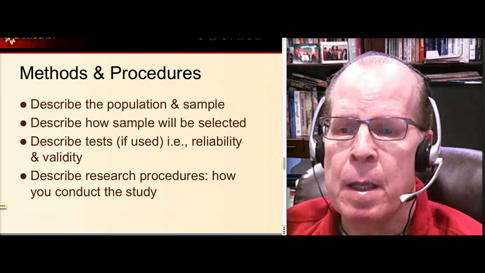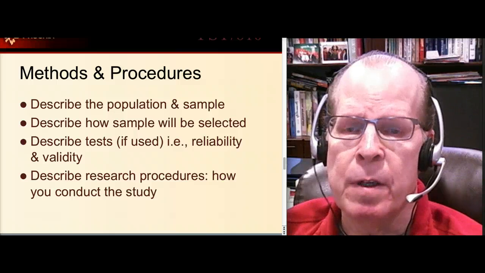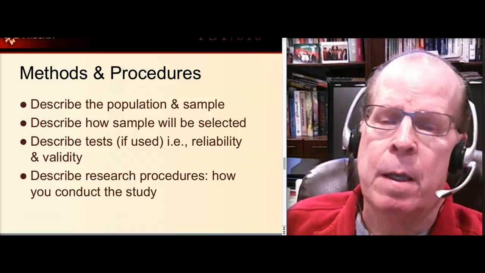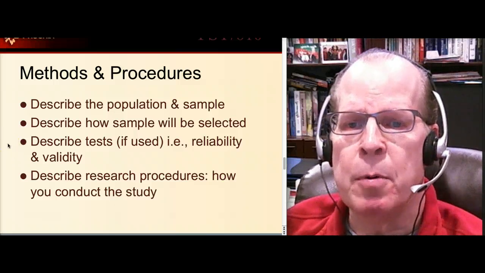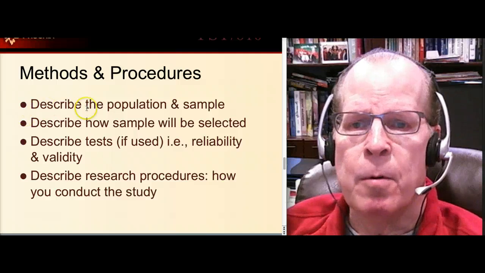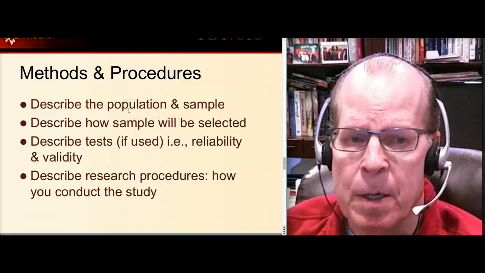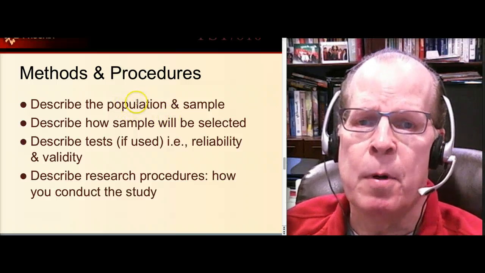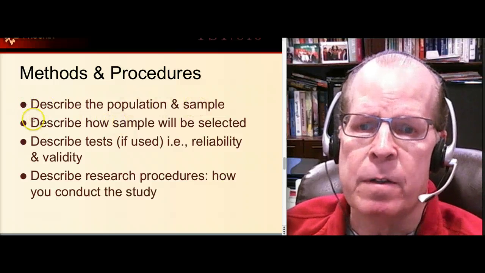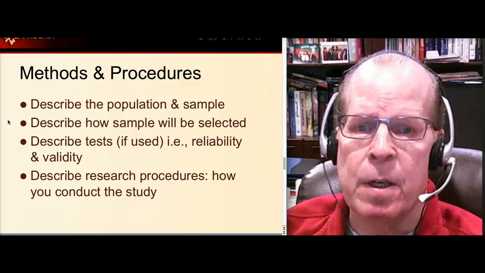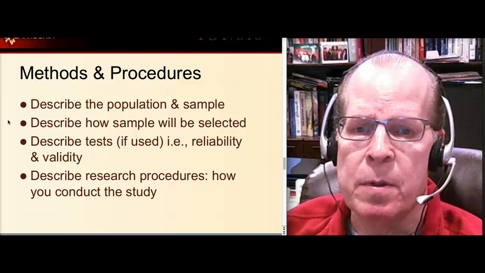Okay, methods and procedures. This really is the most important section because that's really what the class is about. And it's not tricky, it's straightforward. You just need to make sure you provide all the information. For example, what's the population? That's the large group. The sample is selected from the population. So you want to describe both the population and the sample. Describe how you'll select the sample. Quantitative study, you're probably going to select it randomly. If it's qualitative, probably you're going to use purposive.